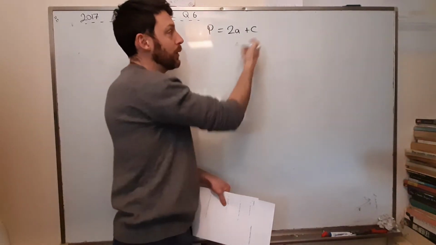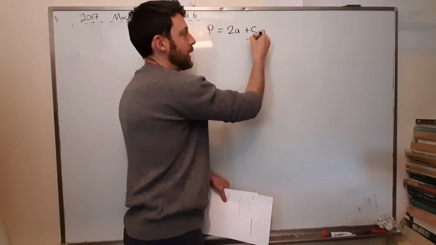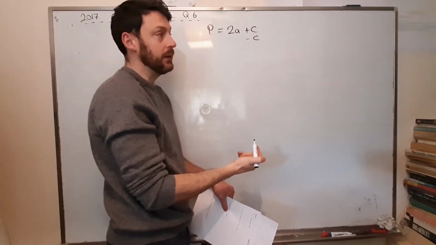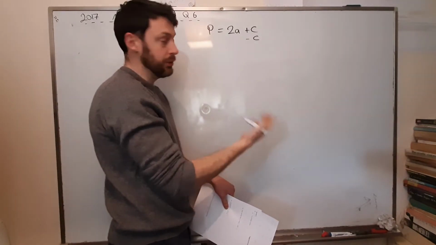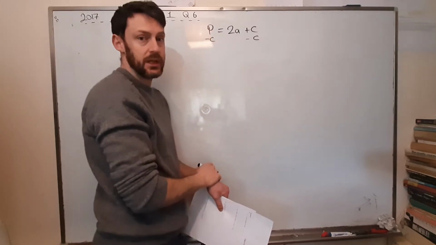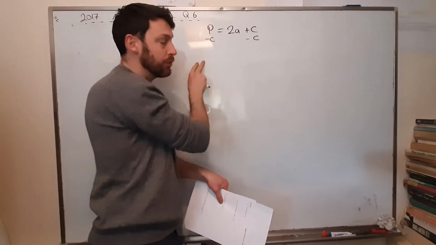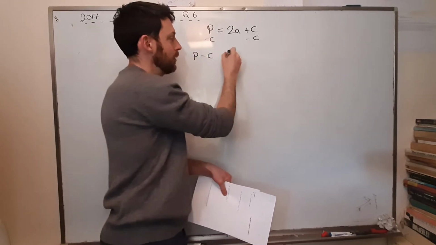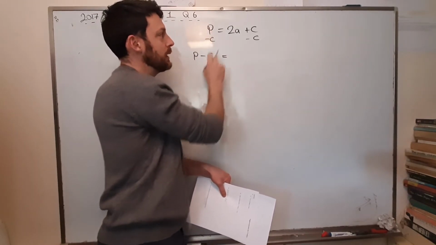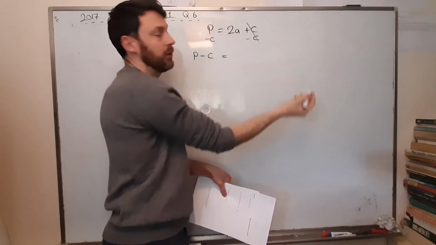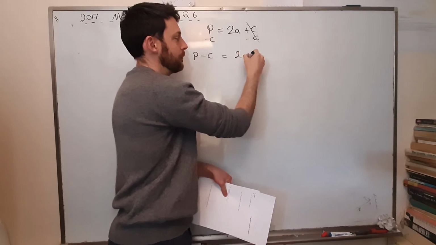All right, and how do I remove a C? Well, I would subtract a C. Okay, so it's an added C. I will subtract a C. Now, in order to do that, you must do the same to the other side. So I can subtract a C from the other side as well. So rewriting that becomes P minus C is equal to 2A plus C minus C. Well, they'll cancel, and you're just left with a 2A.